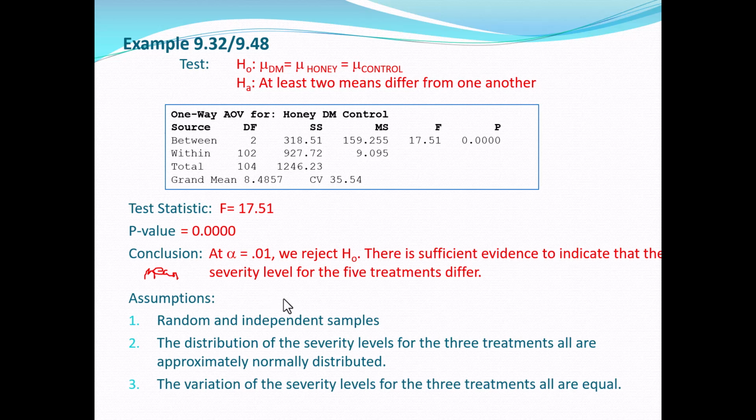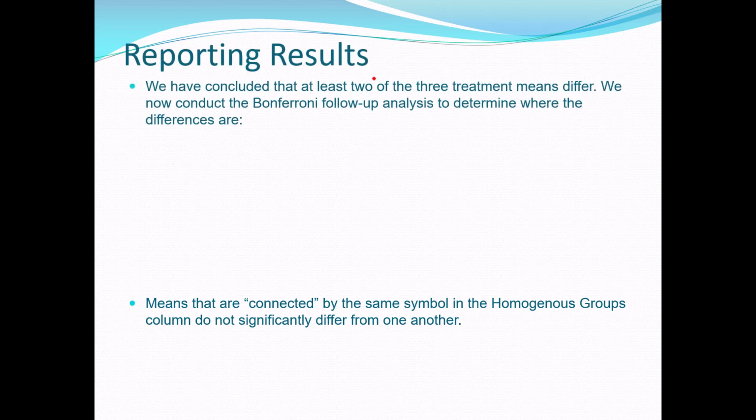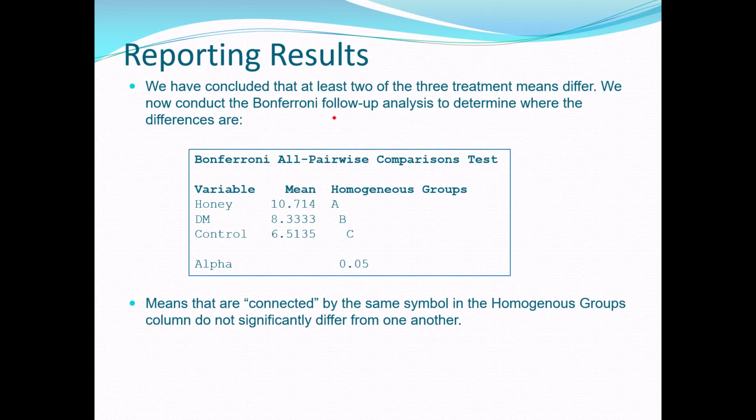The assumptions: you need random and independent, you need approximately normal, you need equal variances. So random and independent samples of children in each group. The distribution of the severity levels, that's the response variable, for the 3 treatments are all approximately normal, and the variation of the severity levels are all equal as well. So you have equal population variances from normal populations. Random and independent samples. All right, so we're saying at least 2 means differ. Now let's go find them. We've concluded that at least 2 of the 3 treatment means differ. Now we conduct the Bonferroni follow-up analysis.